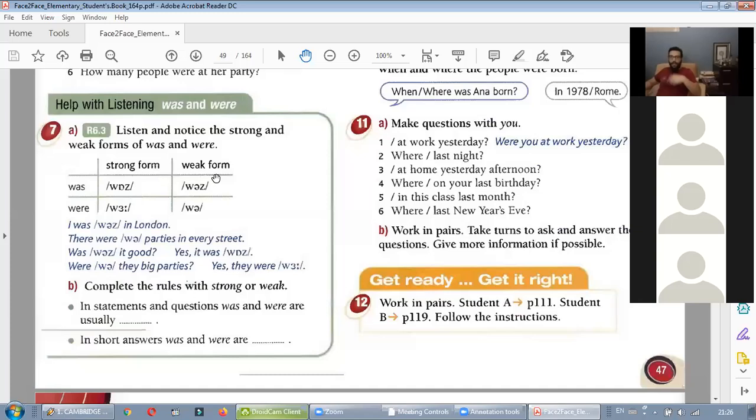But we also have a weak form. And in the weak form, it's a little different. في فرق بسيط فيكم تركزوا فيه. ونفس الشيء حتى ال were, ما عادش تبدأ were, بتبدأ مختلفة شوية. All right, so I want you to listen. Here it says, listen and notice the strong and the weak forms of was and were. فمعناها اسمعوا الطريقتين اللي ينطقوا بينهم was and were. في طريقتين فيهم اختلاف بسيط. Let's listen.